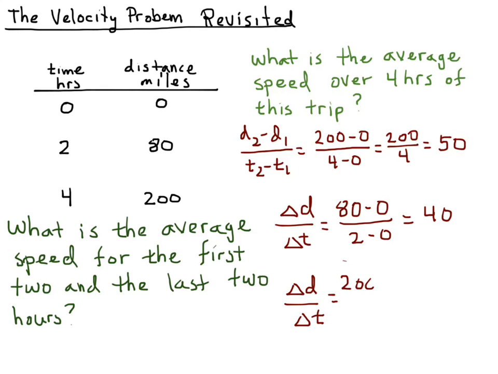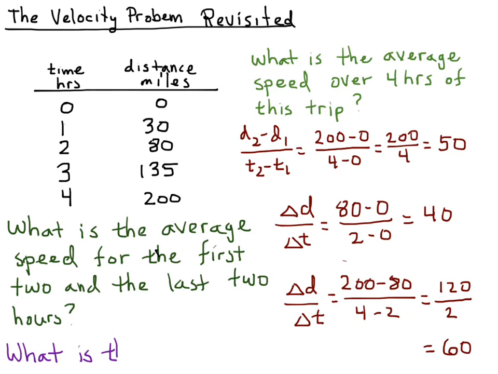For the second part, delta D over delta T is going to be 200 minus 80, because then I've gone 120 miles, again in 2 hours, so 60 miles per hour. So for my overall trip, my average is 50 miles an hour. For the first part of the trip, my average is 40 miles per hour. And the last part of the trip is 60 miles an hour.